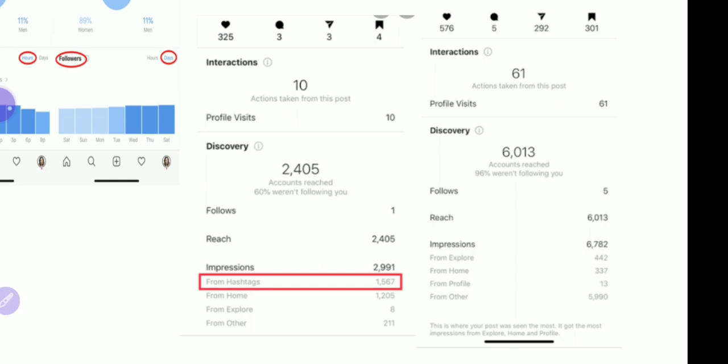So the impressions figure would be exceeding the reach figure. Also, in the impressions phase, you see various subcategories that you are getting impressions from: hashtags, home, explore, and in the other figure you have the other option as well. So if you see the discovery, in the first image it is saying 60% weren't following you, and in the other one it is 96% were not following you.